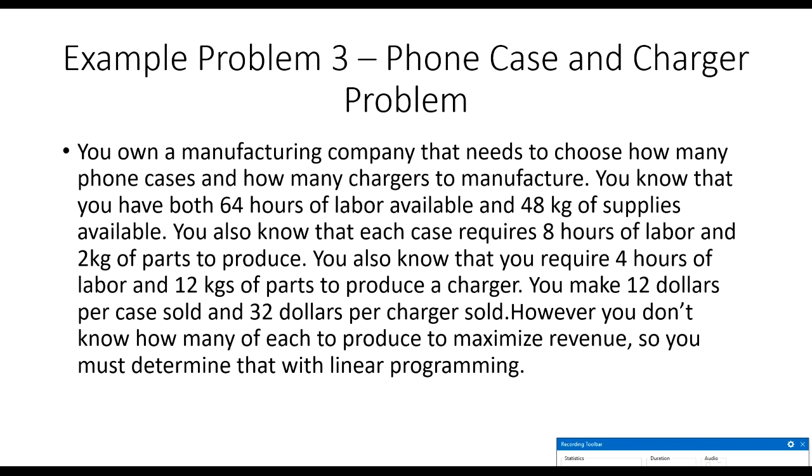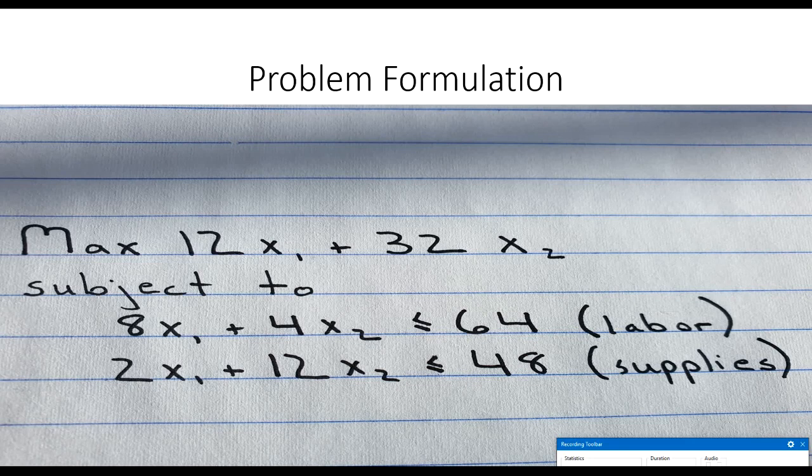So now we have our problem formulated. We see that here. 12x1 plus 32x2 is our objective function. And we have two constraints. 8x1 plus 4x2 is less than or equal to 64. That's our labor available. 2x1 plus 12x2 is less than or equal to 48. That is our supplies available. Once we have this information collected, we can begin graphing.